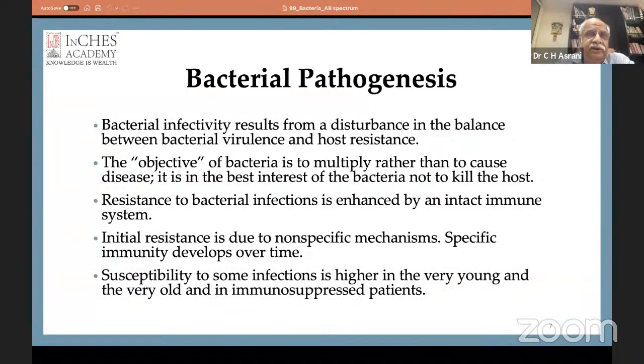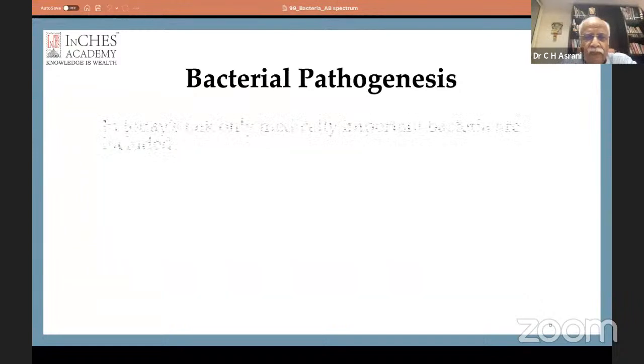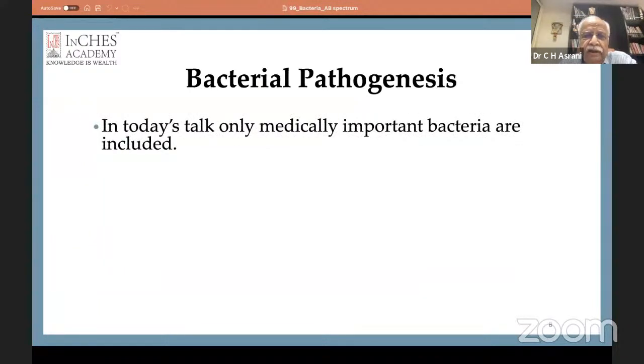Susceptibility to some infections is higher in the very young, the very elderly, and immunocompromised patients, because immunity in a newborn or a child takes a few years to fully develop. And we know that the elderly have age-related immunity depletion. In today's talk, we are only talking of important bacteria. It's not a theory exam. We are only talking of bacteria important to us.